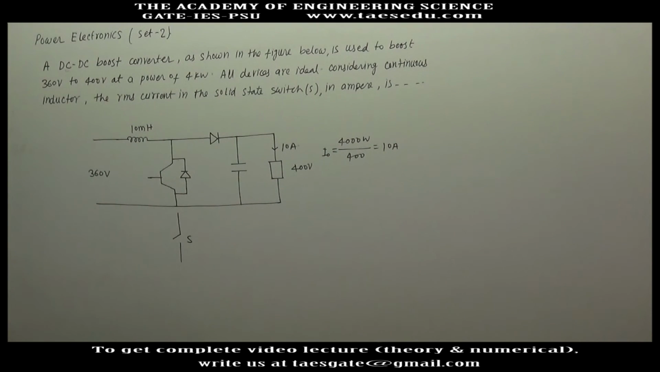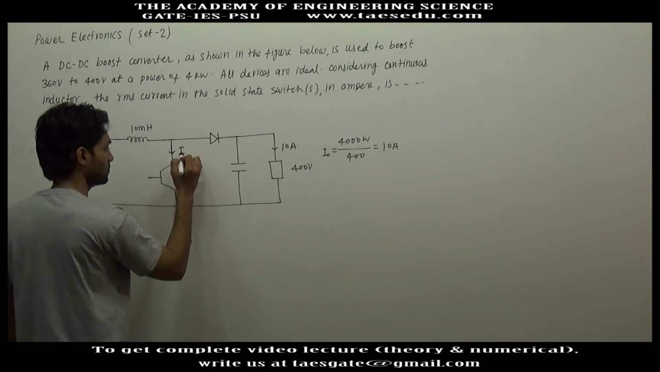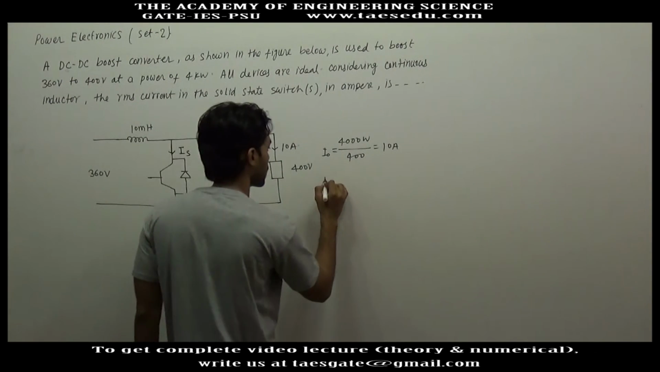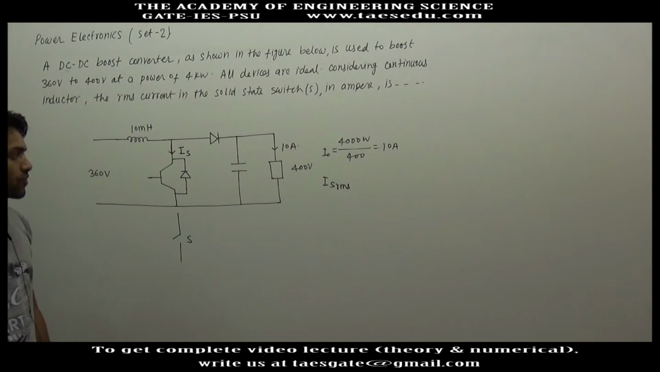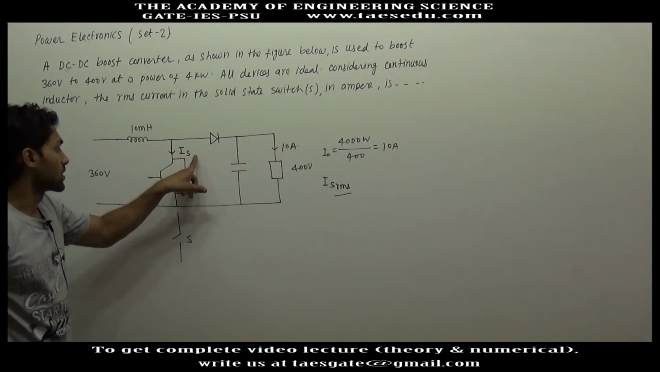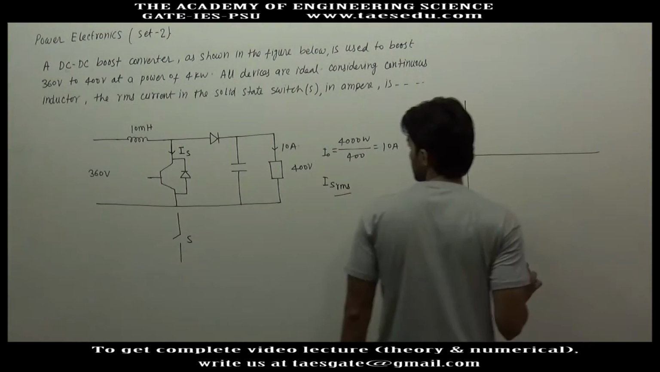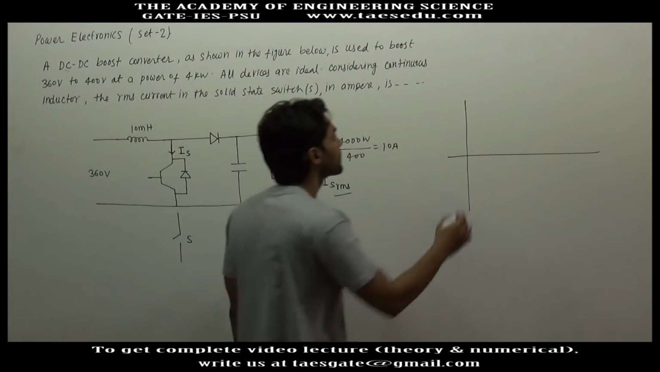The devices are ideal, considering continuous inductor current. We have to find out the RMS current through this solid state switch. Let's say this is current IS, so we have to find out the RMS value of IS. To find this value, let us first find the graph of the switch current IS. Or before drawing the switch current, let us first draw the inductor current.